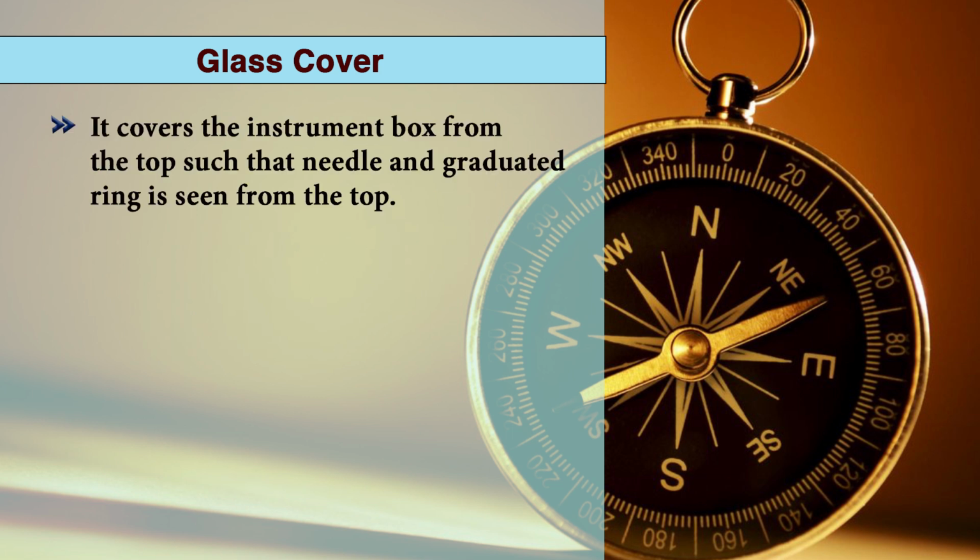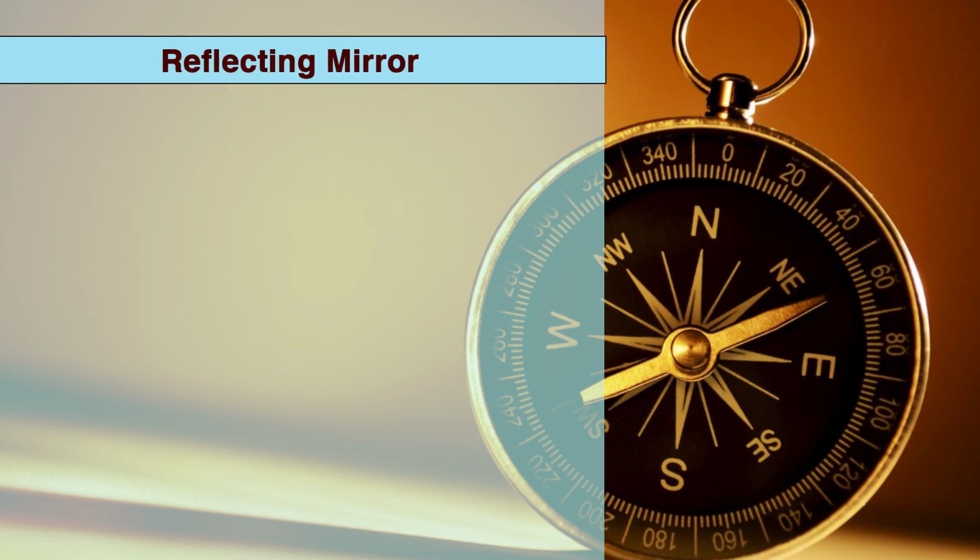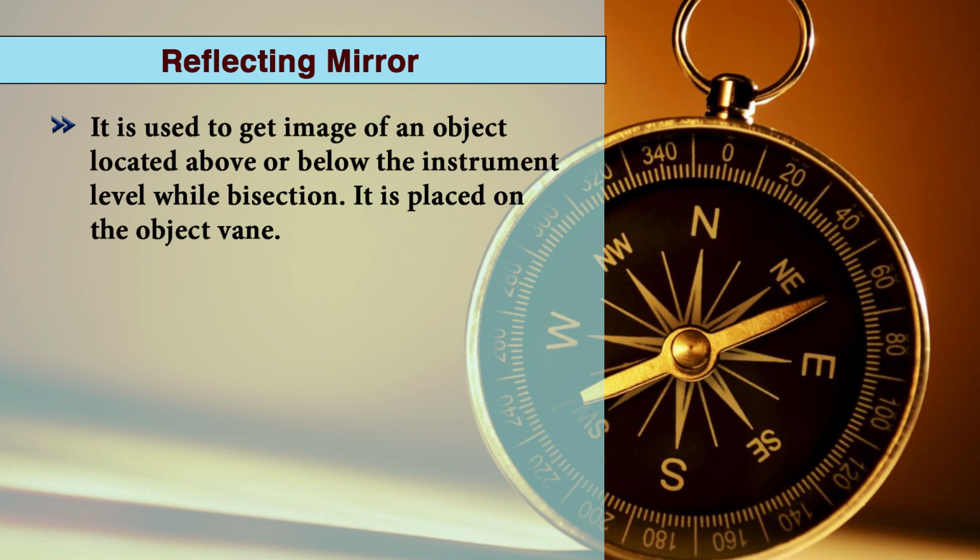It covers the instrument box from the top such that the needle and graduated ring are seen from the top. Next is the reflecting mirror. It is used to get the image of an object located above or below the instrument level while bisection. It is placed on the object vane.